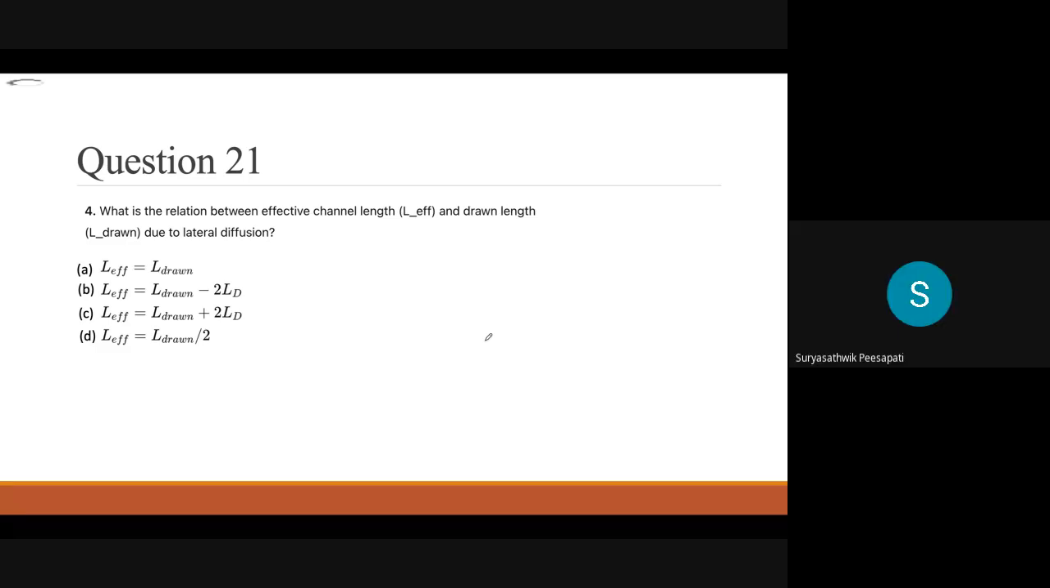Ma'am, option B. Yes, option B. Can you explain a little bit? Why is L effective equal to L drawn minus 2LD? Why is this 2LD coming? The relation between effective channel length and drawn length is due to lateral diffusion. Like for the source and drain, they are heavily doped, N plus. So that's why the LD is coming. From the source and the drain, both sides the LD is coming. And so the L effective is equal to L drawn minus 2LD.